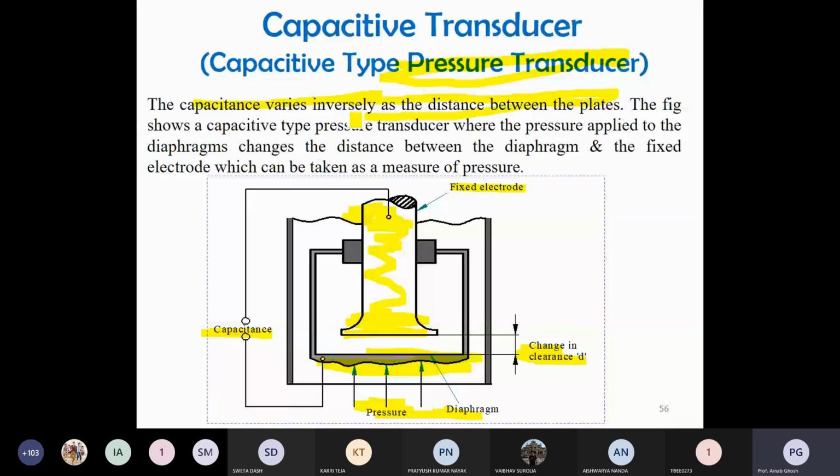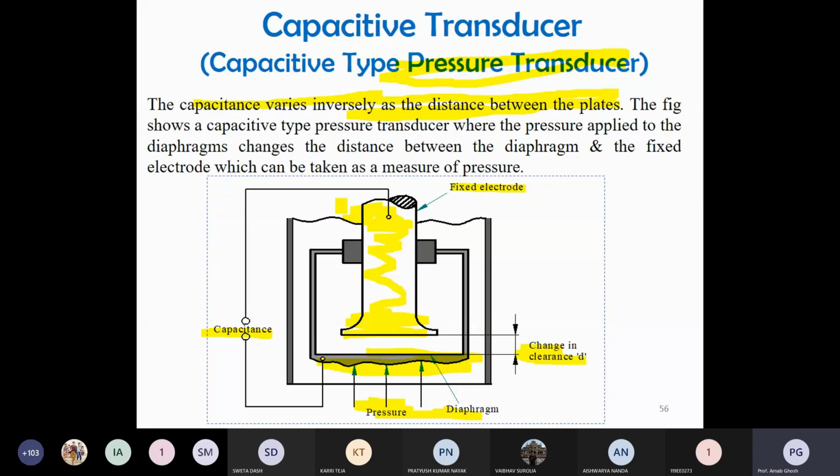Means if d is increasing, the capacitance will be decreasing. When the separation between the two plates is increasing, the capacitor value will decrease. If they are nearer to each other, the capacitor value increases. So it is inversely proportional, as written: capacitance varies inversely with the distance between the plates.